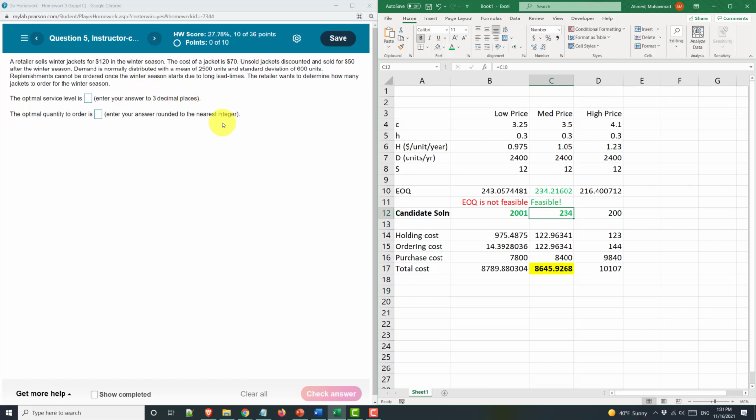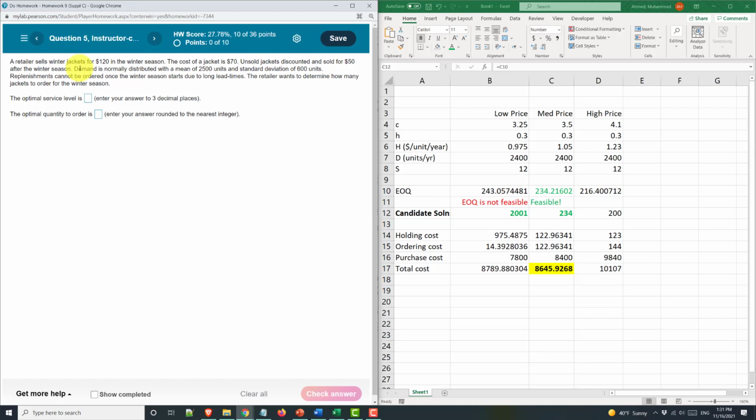So let's do the second question now. The second question is asking us about a winter jacket that sells for $120 in the winter season. It costs us $70 to get the jacket from the supplier, and then we sell it for $120. Right? At least the retailer does, and unsold jackets are sold for $50 after the winter season is over.